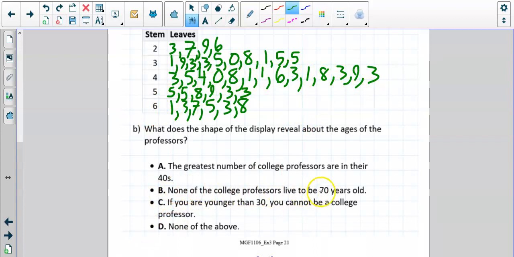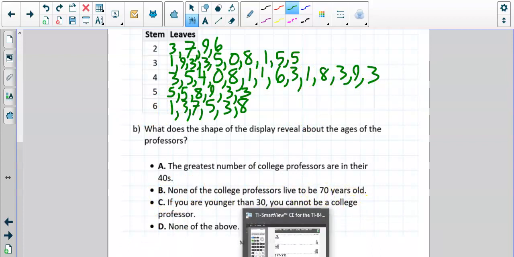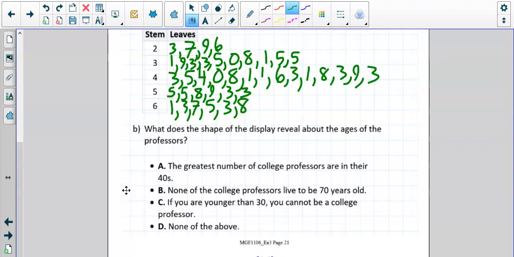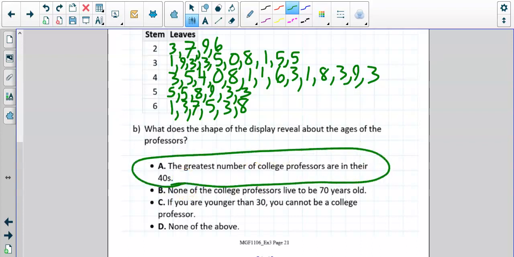None of the college professors live in their 70s. Well, we don't know that. Just the sample that we have just isn't in the 70s. I mean, we do have a person that is 68, so hopefully they'll live till they're 70. But we don't know for sure that none of them live till they're 70. And if you are younger than 30, you cannot be a college professor. Well, that's not true because I have people up here that are younger than 30. I've got 4 of them that are college professors. And then D, none of the above. Well, that doesn't make any sense because we found that A actually works.